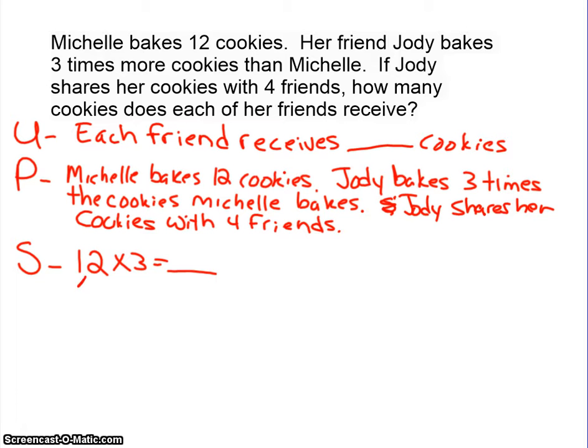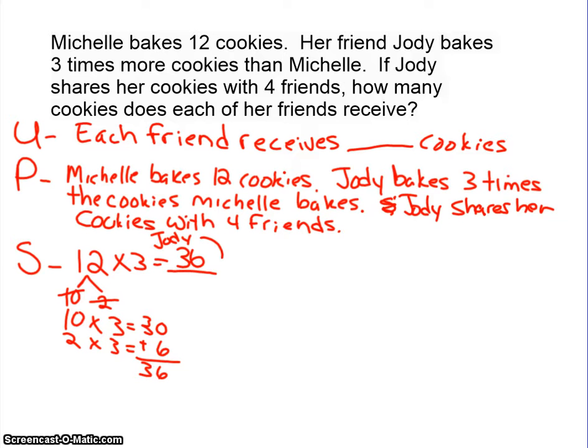If you don't know 12 times 3, we'll break this into 10 and 2. Take your 10 times your 3 and your 2 times your 3. This is 30 and this is 6. Put them together, you got 36. So we know that Jody baked 36 cookies. Okay? So, are we done? No, we're not. So it is a 2-step problem. Okay? So we know Jody has 36 cookies. She shares with 4 friends.